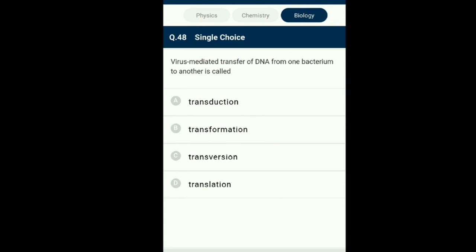The process of introducing foreign DNA into a cell by a virus or viral vector is called transduction. It is commonly observed in bacteriophages that infect bacterial cells. So the answer for this question is option A, transduction.